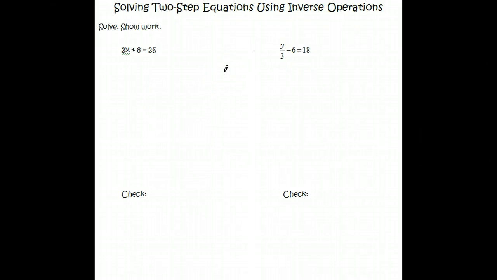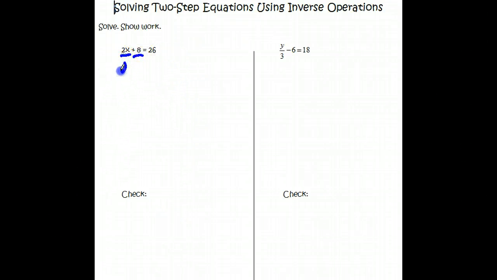Today we're going to look at solving two-step equations using inverse operations. We've already looked at solving one-step equations using inverse operations, so you should be familiar. The only difference is that we're going to have equations with two operations. 2 times x, I have multiplication, plus 8. So I have multiplication and addition. So two operations means 2 steps to solve it.